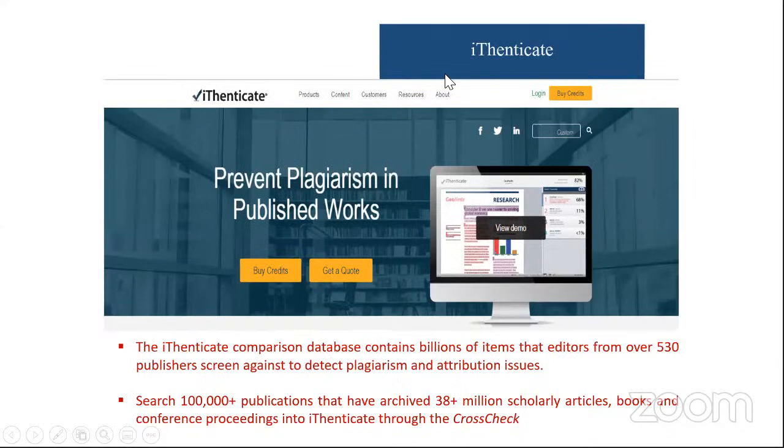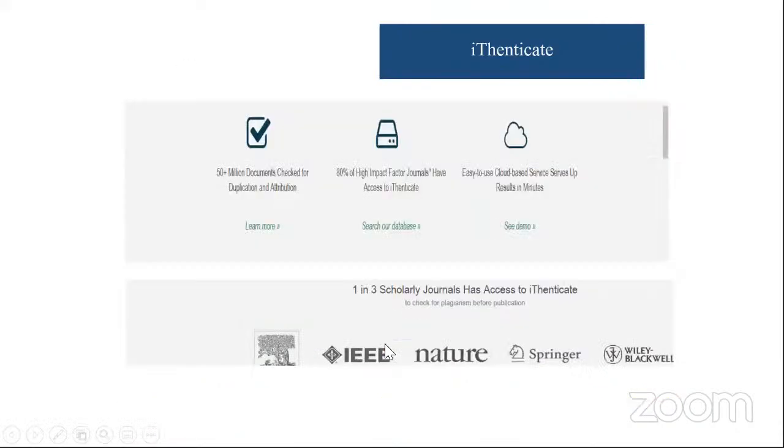iThenticate, this is a tool which is followed by certain specific kinds of publishers. What it does, it compares against a database containing billions of items that editors from these many publishers screen against to detect plagiarism. So this is a very good tool. Of course, it's not a free tool, but it's a good tool to check your publication, how much plagiarism is there in your research article.